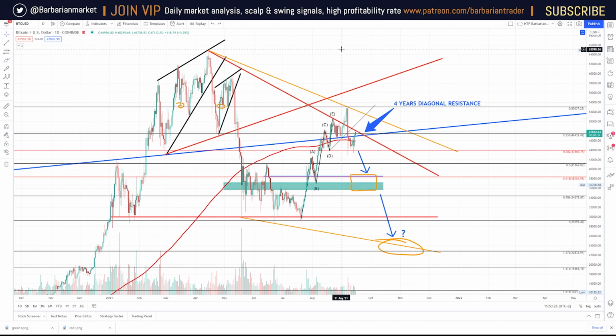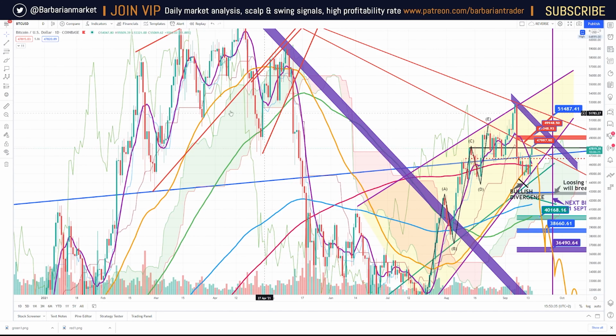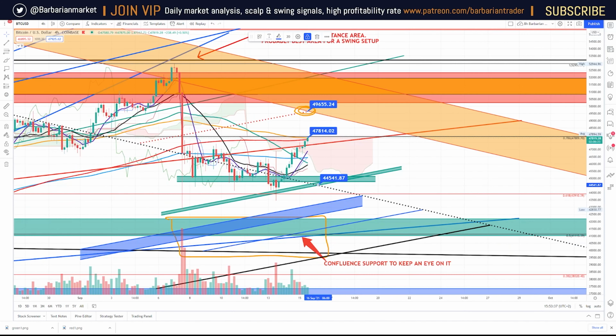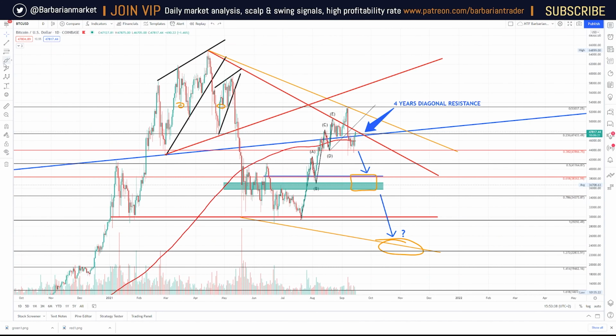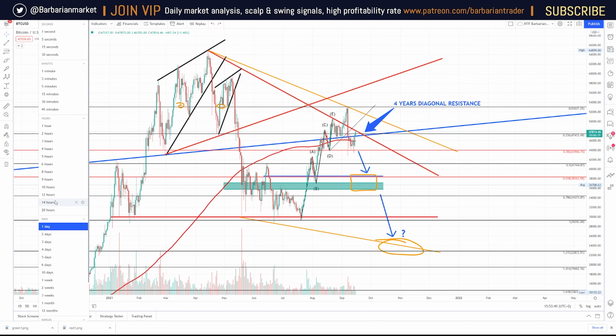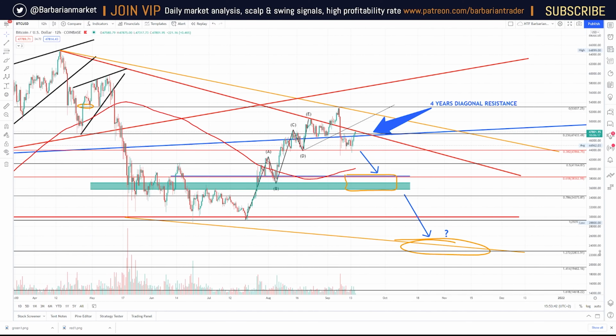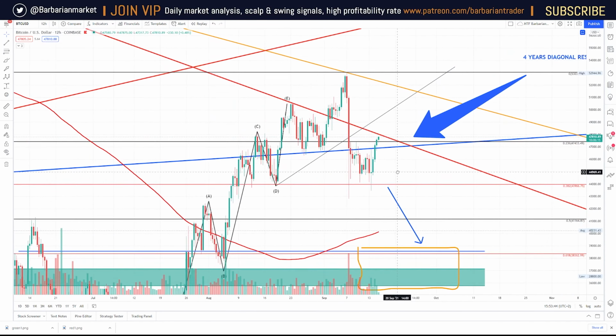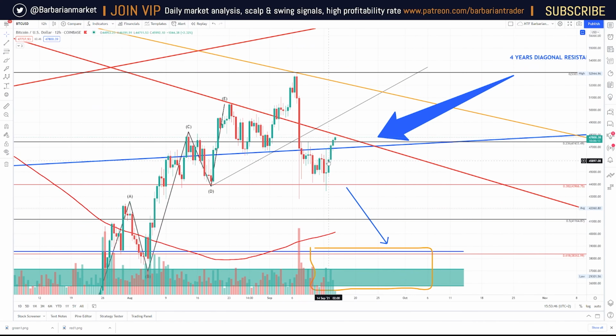Personally, when the markets are not showing very bullish signals, because yes, we have on 12 hours, I agree, let me switch to 12 hours. We have on 12 hours this Morningstar Doji.